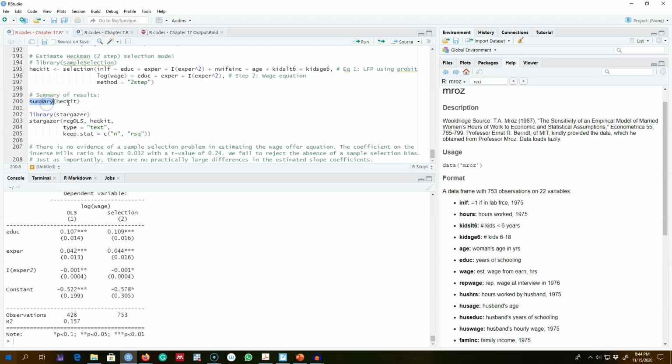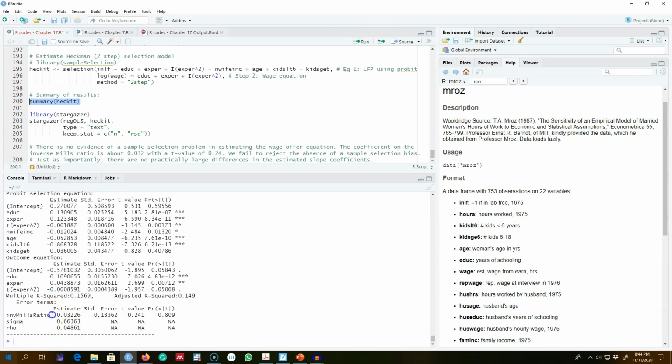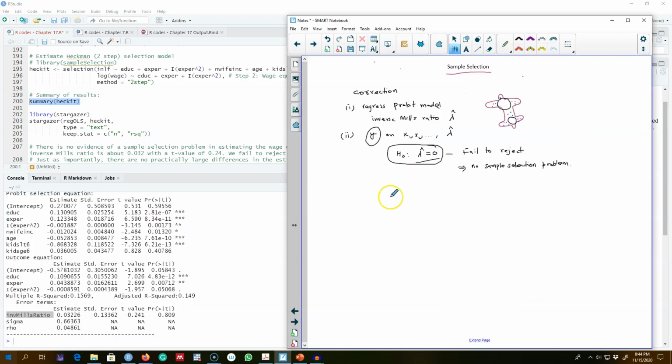Next, I'm going to use the summary command on my saved Heckman selection model to look at the inverse Mills ratio. Remember, our null hypothesis is that this inverse Mills ratio is equal to zero, that is, there is no sample selection problem. We fail to reject this null hypothesis, since the t-value is about 0.24, and there is no sample selection problem in this data set.